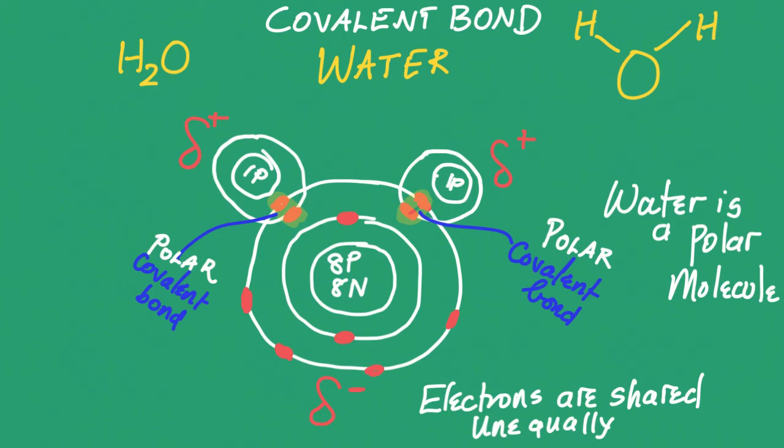So that's why we say that water is a polar molecule, because it has a positive end and a negative end, and the electrons are shared unequally. And this type of bond is called a polar covalent bond because electrons are shared unequally.